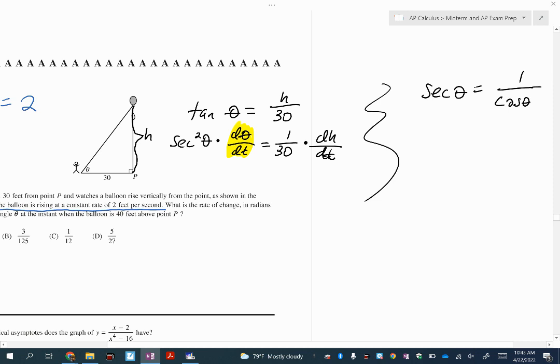A right triangle. At what moment are we trying to calculate this? The moment the balloon is how high up? 40. So if I make h 40, this is 30. This is 40. Can I find this side length? Oh, yeah. Yes. With the Pythagorean theorem.